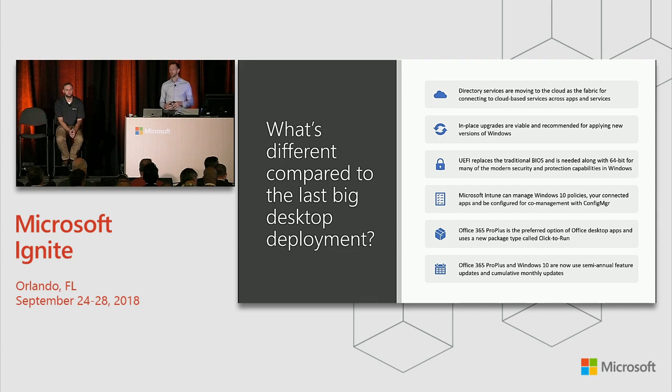So what is different compared to the last big desktop deployment? Well, number one is our directory services. Active Directory on premises, connected to Azure Active Directory, gives us a lot more capability in the tools that we use, especially when it comes to cloud-connected applications and services, such as Microsoft Intune, helping us deploy policies and take control of our PC desktop estate with a modern cloud-connected approach.